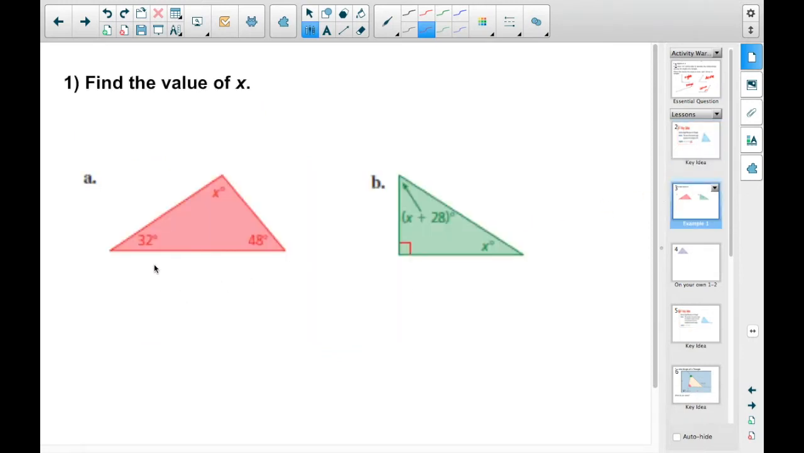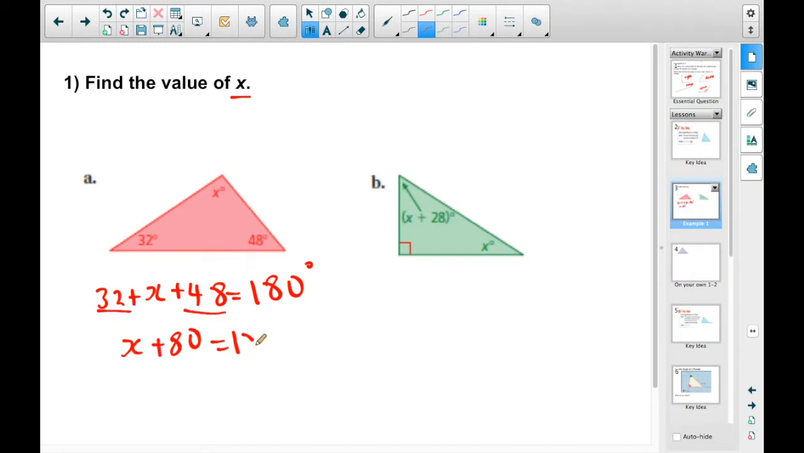So let's say I gave you this problem: 32 degrees, x degrees, and 48 degrees. These are the three angle measurements of a triangle. Find the value of x. What I'm going to do is add all 3 angles. 32 plus x plus 48 is equal to 180 degrees. Combine like terms: 32 plus 48 is 80, so x plus 80 equals 180 degrees. Subtract 80 on both sides, that cancels out, and x is equal to 100 degrees.